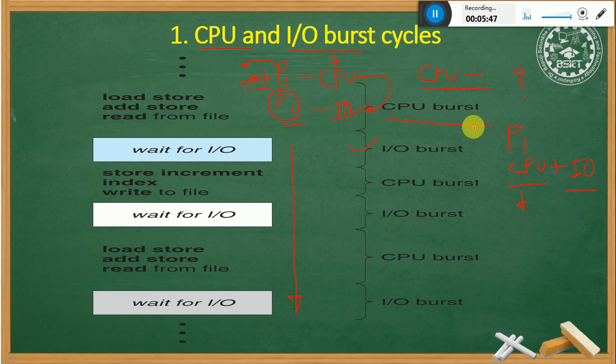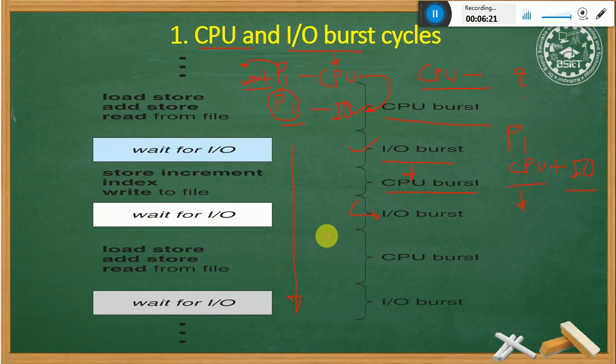Initially your process is in the CPU burst, then it requires an IO device, so the CPU execution is stopped and the IO burst starts. When the IO operation is over, it shifts back to the CPU burst, and the process will be executed by the CPU. After the CPU completion, it is transferred to IO. So the time consumed by the process on the CPU and on the IO devices is known as the CPU burst cycle and IO burst cycle.